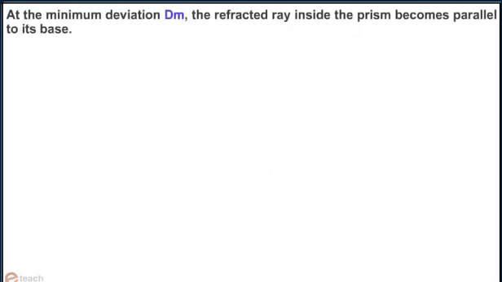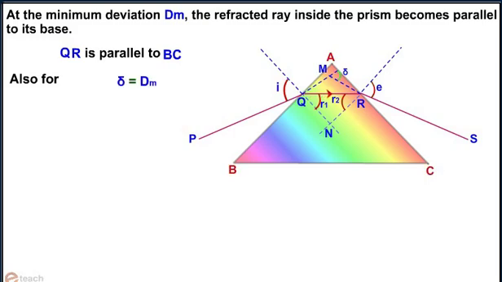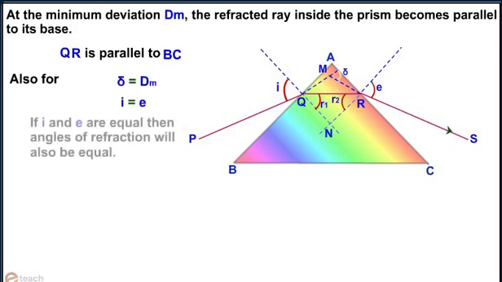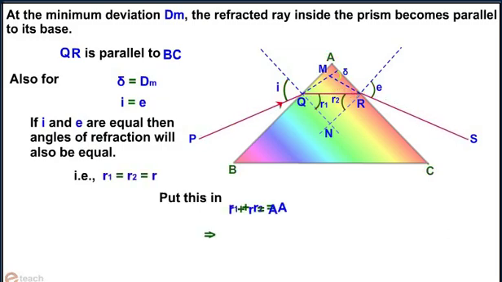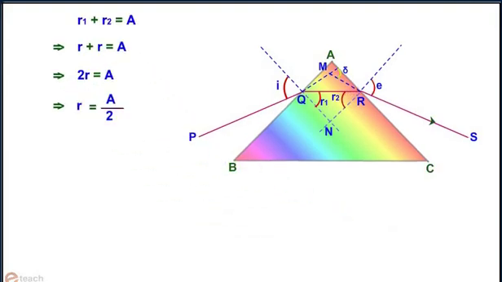At the minimum deviation, dm, the refracted ray inside the prism becomes parallel to its base. QR is parallel to BC. Also for delta equals dm, I equals E. If I and E are equal, then the angles of refraction will also be equal. That is, R1 equals R2 equals R. Put this in R1 plus R2 equals A. This implies R equals A by 2.